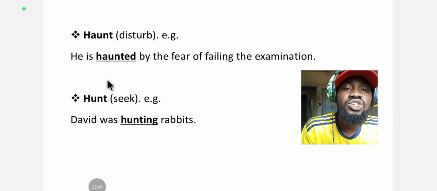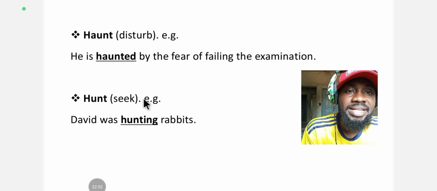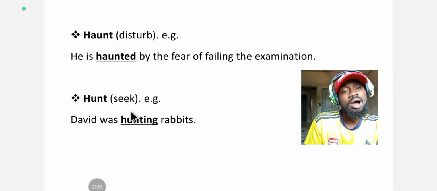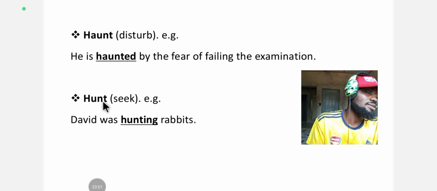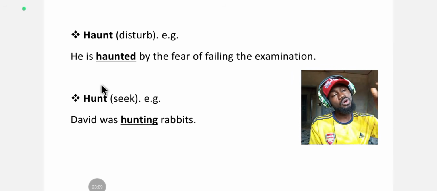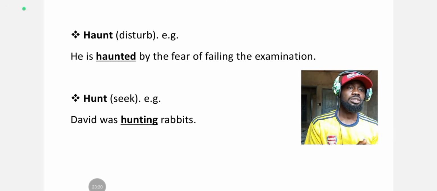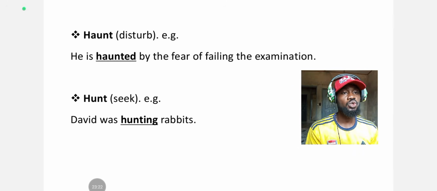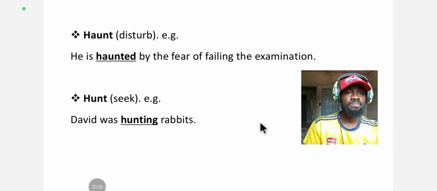Okay. Then this other spelling we have here, this HUNT, hunt. It means seek. Seek. That's you are finding. It's like looking for something. That's this kind of hunting. You know the hunters now. The hunters hunting for animals. It's seek. When you say I'm hunting you. He hunted grasscutter. Okay. He hunted an antelope. He is going to hunt rabbits. Okay. And so on and so forth. That's the meaning. Moving on to the next.